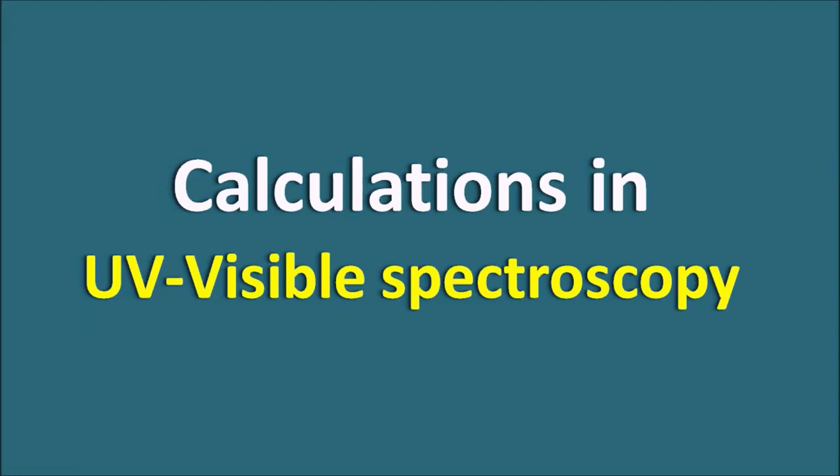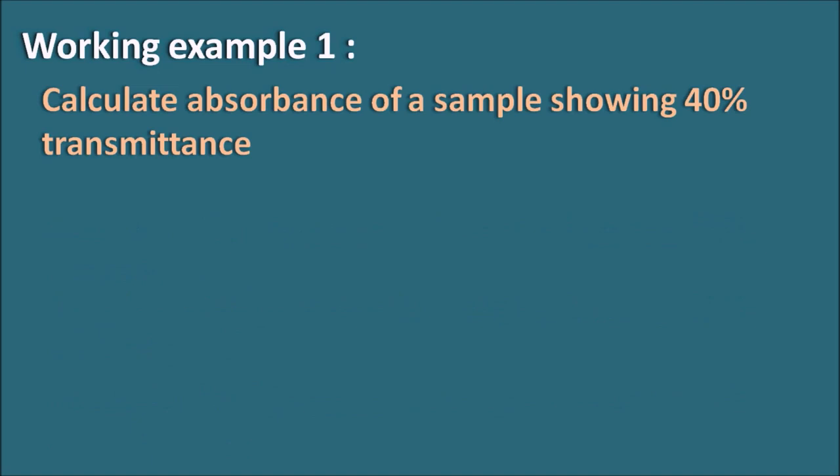Hi everyone. Today we will discuss the calculations in UV visible spectroscopy. So let us start with working example 1. Calculate the absorbance of a sample showing 40% transmittance.